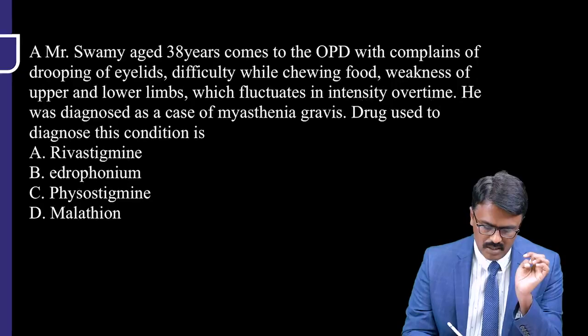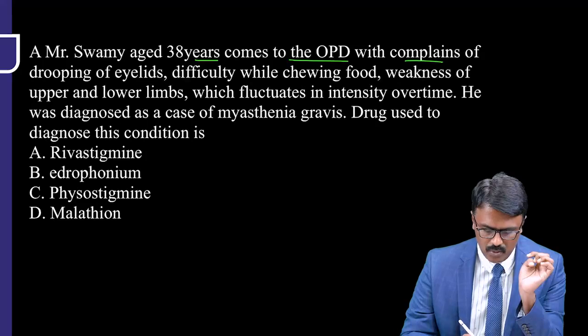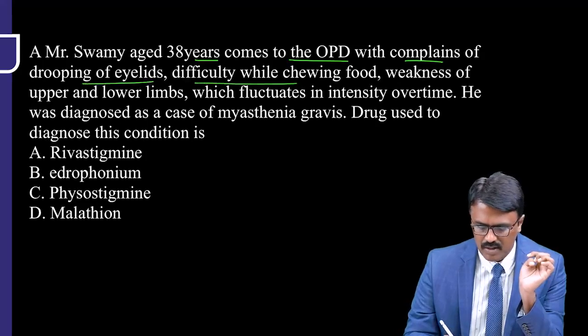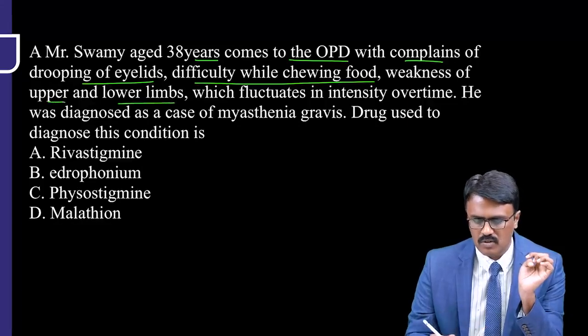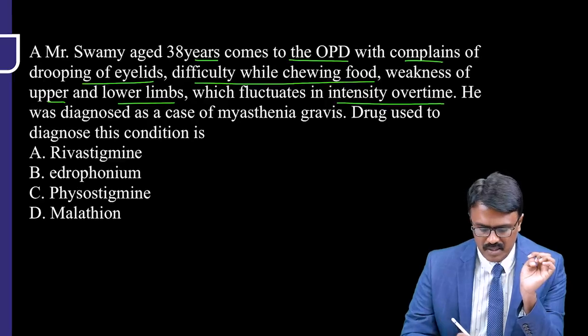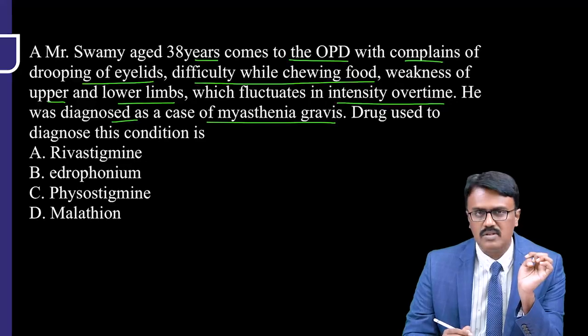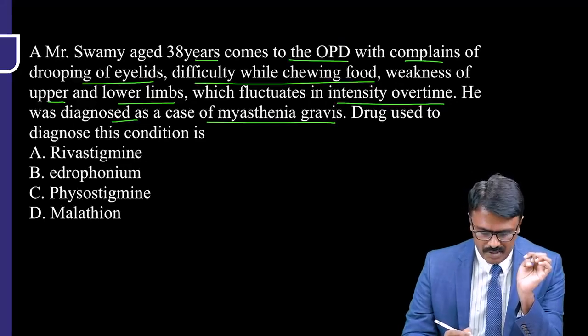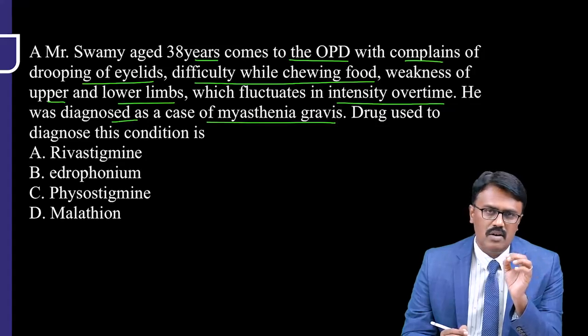Mr. Swami, aged 38 years, comes to the OPD with the complaints of drooping of eyelids, difficulty while chewing food, and weakness of upper and lower limbs, which fluctuates in intensity over time. He was diagnosed as a case of myasthenia gravis. What is the drug used to diagnose this condition? Rivastigmine, edrophonium, physostigmine, malathion.